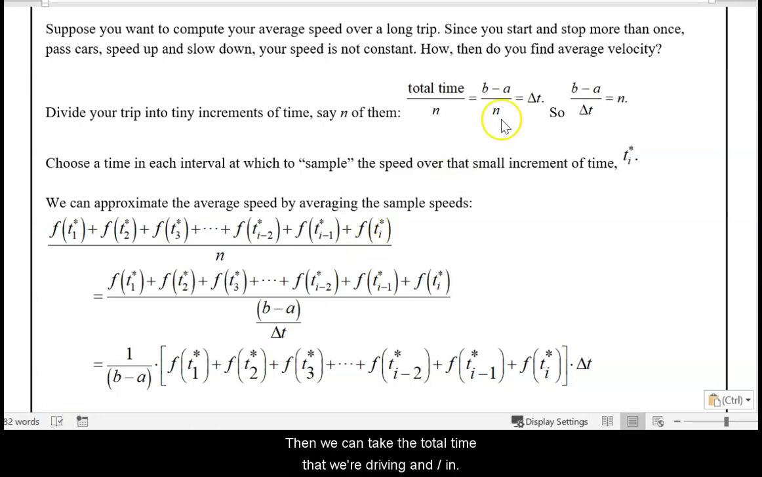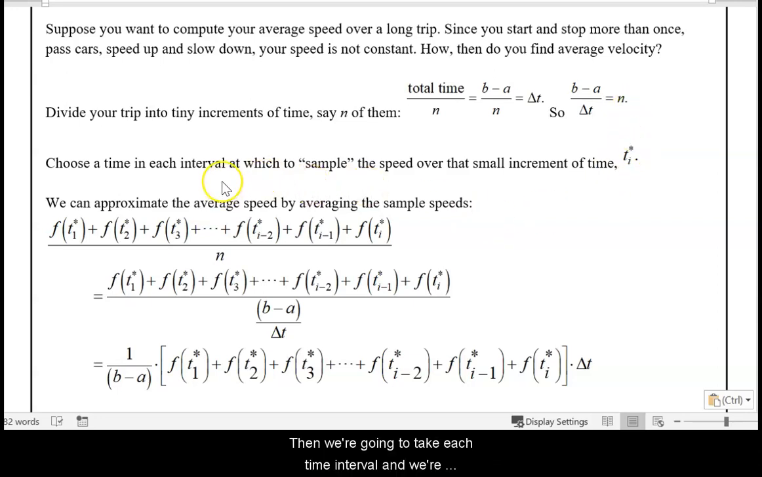Then we can take the total time that we're driving and divide by n. That will give us a length of time corresponding to the length of each small increment of time, which we'll call delta t. We can take this formula then, and we can solve for the number of small increments of time called partitions, and that will give us the length of the time that we're traveling divided by the length of each tiny interval. That gives us the total number of time increments we're using.